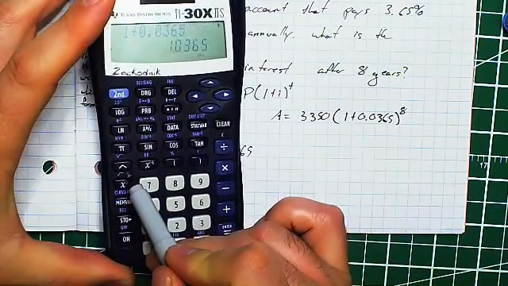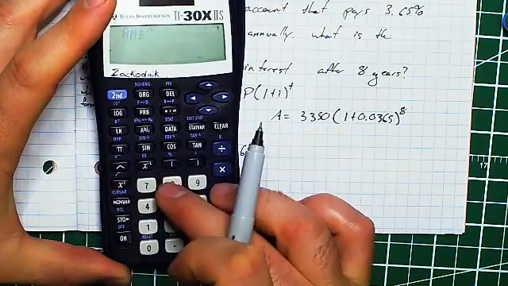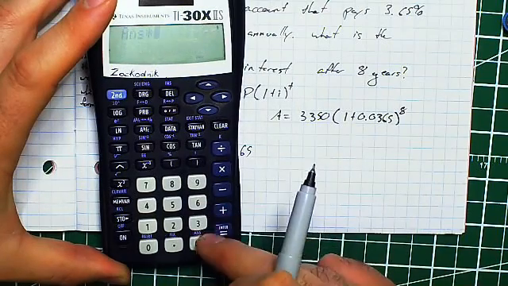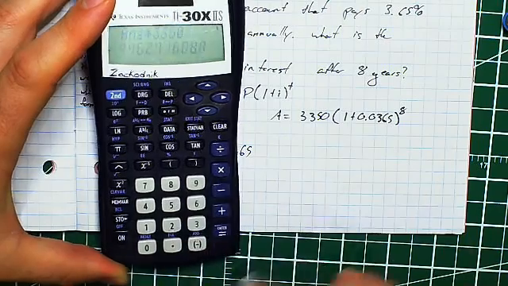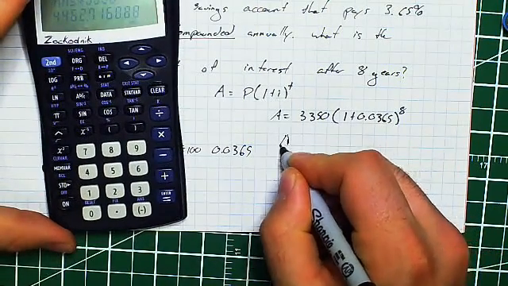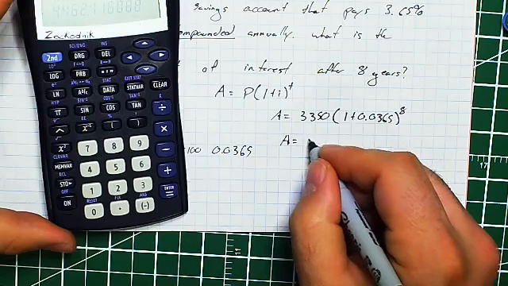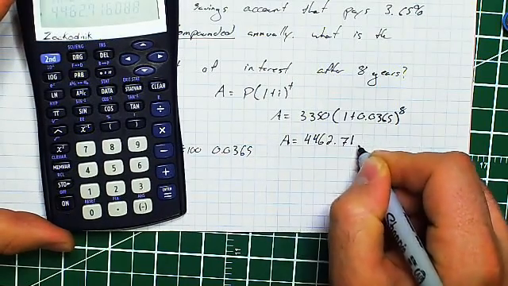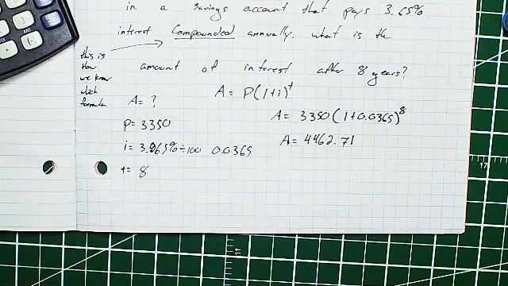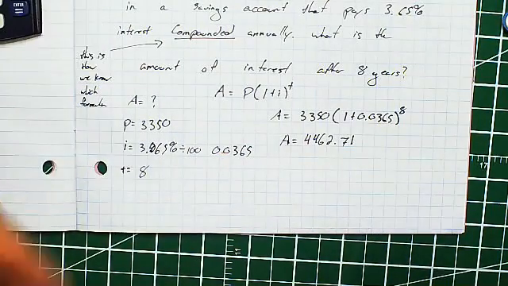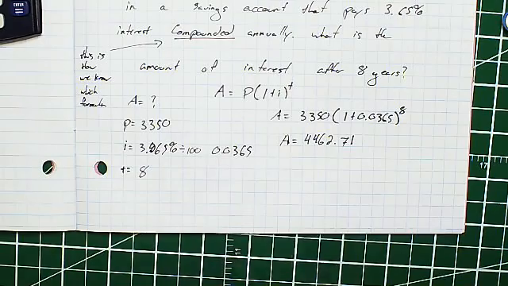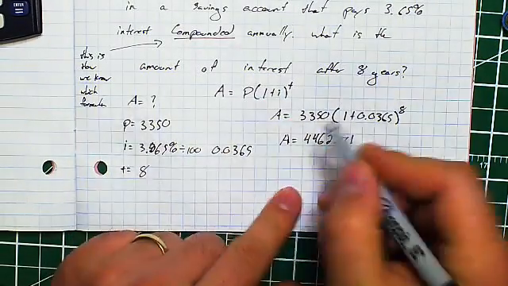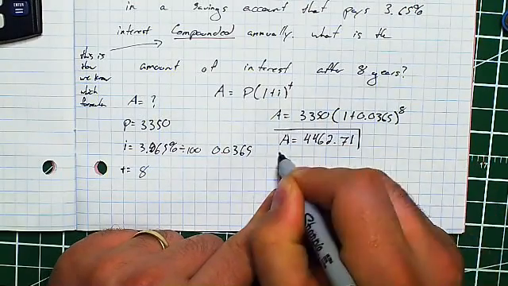Depending on your calculator, for mine it's this little up arrow key here, to the power of 8. Then we're going to multiply that by 3,350. So we know that after 8 years, the total amount, including your principal, was $4,462.71. Now in these situations, if you're just asked to find how much interest you earn total, you would then take your principal and subtract it from your total amount. But more or less worried about that.